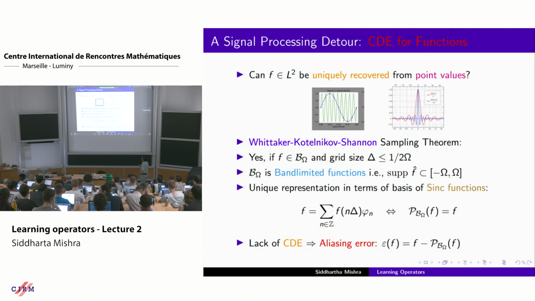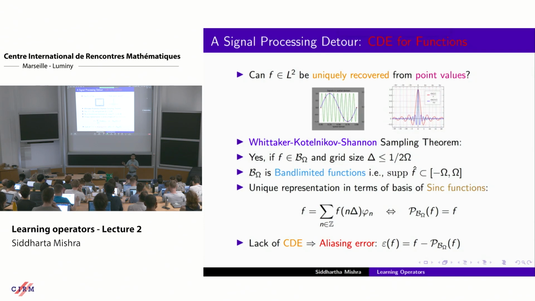So the question is very simple. Remember that my objective is to have a notion of continuous discrete equivalence for operators. But before that, let us start with the continuous discrete equivalence for a much simpler object, functions, right? So is there a discrete continuous equivalence for them? In other words, the question that sometimes is very important in signal processing is the following. Let us take a function which is L2, let's say in the intersection between continuous and L2 functions. Can this be uniquely recovered from point values?